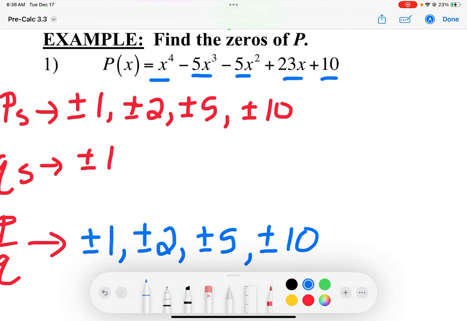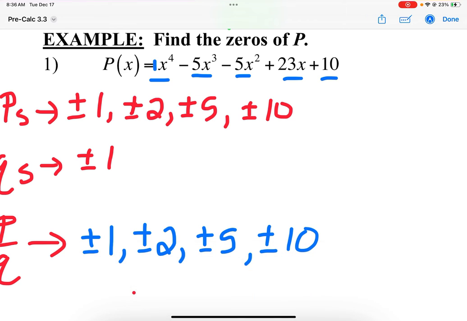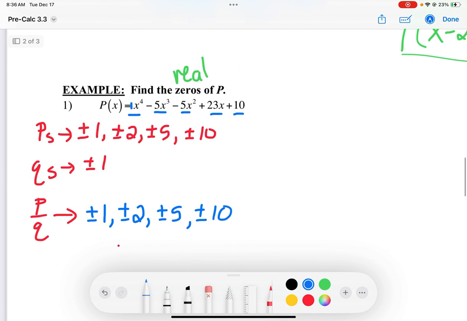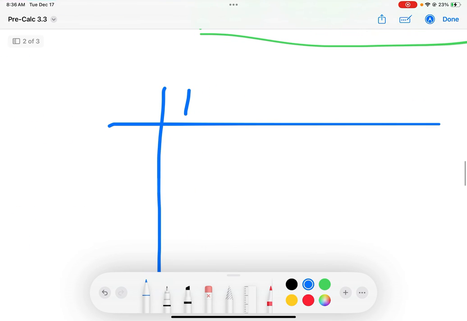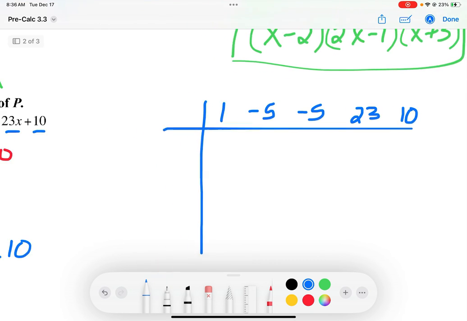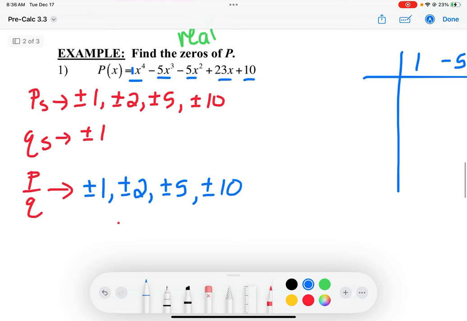So the coefficients are 1, -5, -5, 23, and 10. So over here, we're going to draw our box. Okay, we're going to put 1, -5, -5, 23, and 10. And we're going to start with the easier numbers. The easiest numbers I would say are 1 and -1.